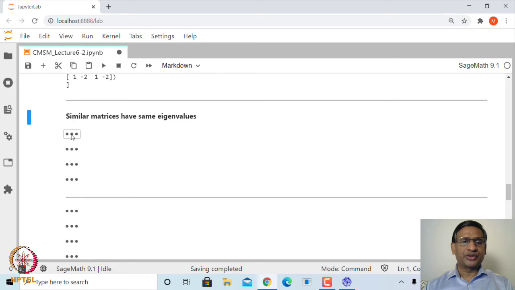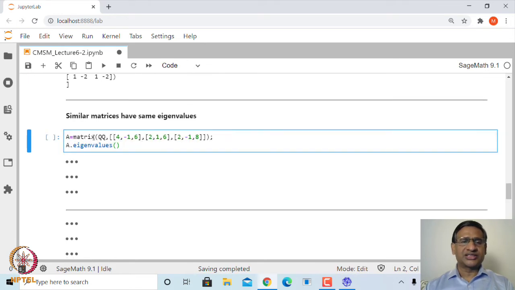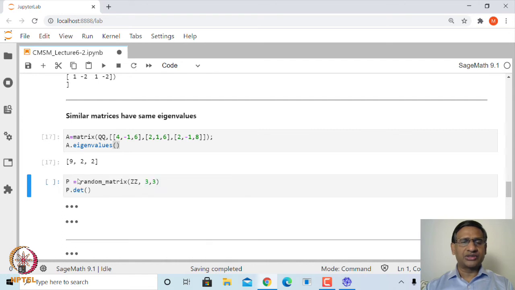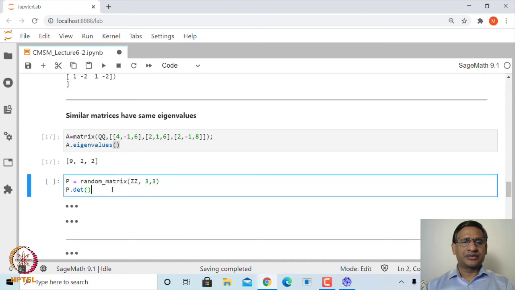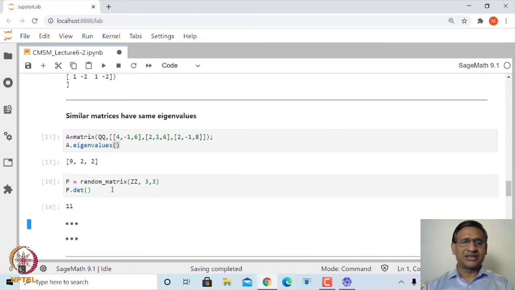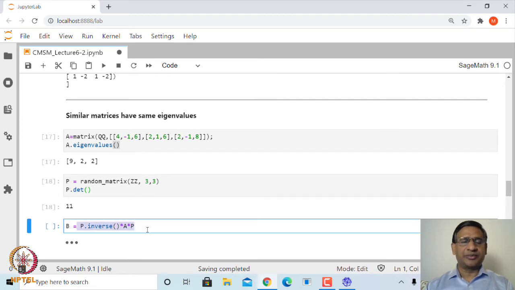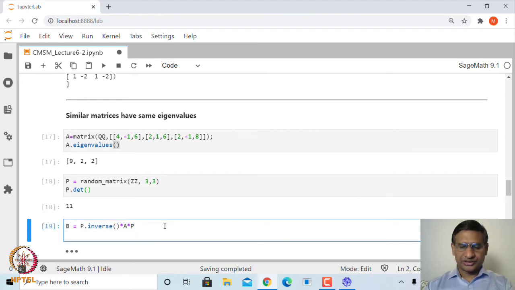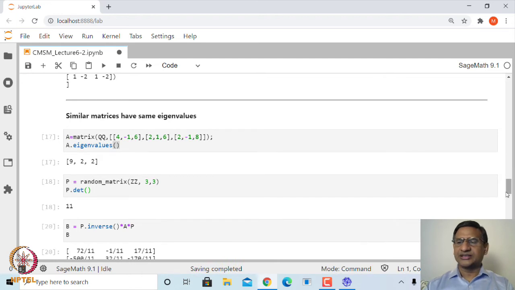So, let us just demonstrate this using Sage math. Let us take a matrix A. This matrix has eigenvalues 9, 2 and 2, only two distinct eigenvalues. Now, take any random 3 cross 3 matrix, let us say P, and check if it is invertible. And once it is invertible, let us define a matrix B, which is P inverse AP. So, that means A and B are similar. I will just print what B is. A and B are similar matrices.